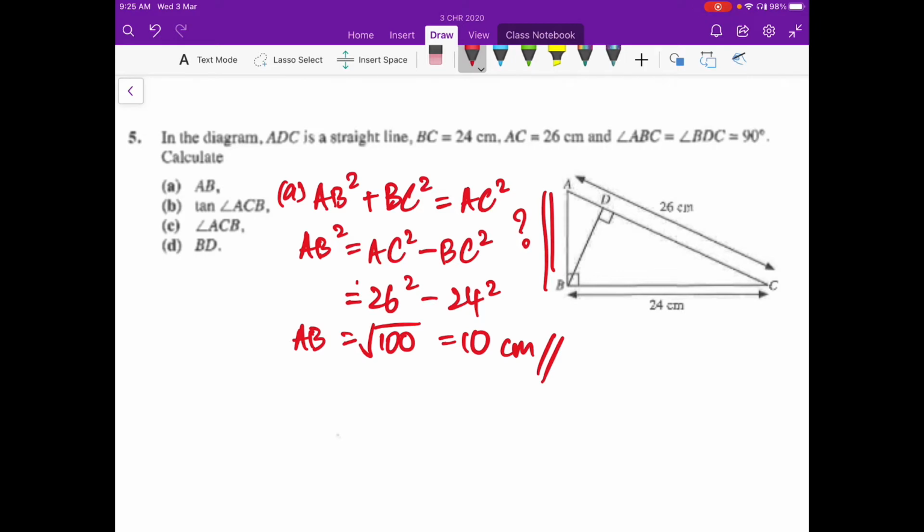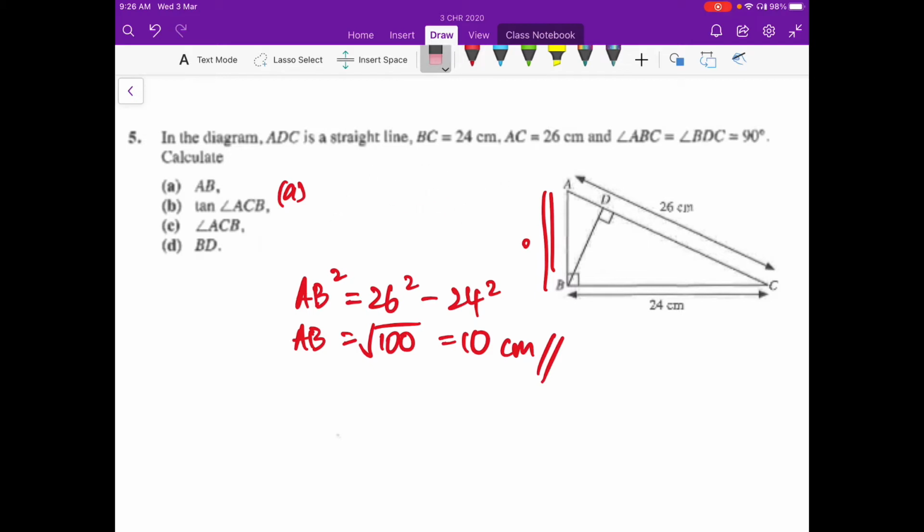So what can we skip? Actually, we can skip this part. Okay. In fact, we can skip the first line also. This is okay. Just these two lines is enough. Okay, so part A done already. Now we want to find out the value of tangent ACB.